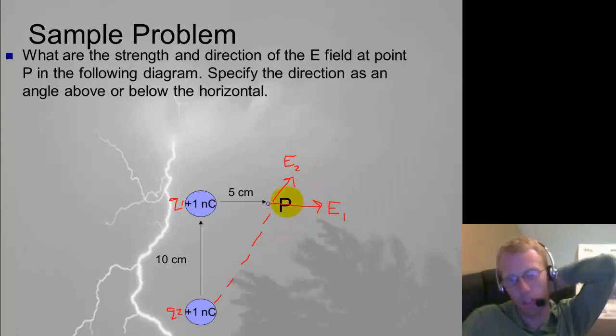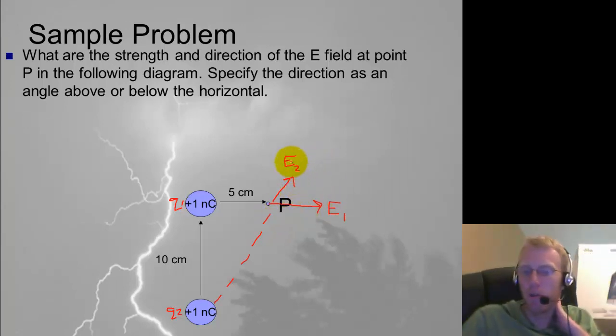Okay, so to solve this problem, we want to find the total of E1, the total of E2. We're going to need to break E2 into its vector components. We can call this Ex and Ey. We have to find this angle, which is the same as this angle.